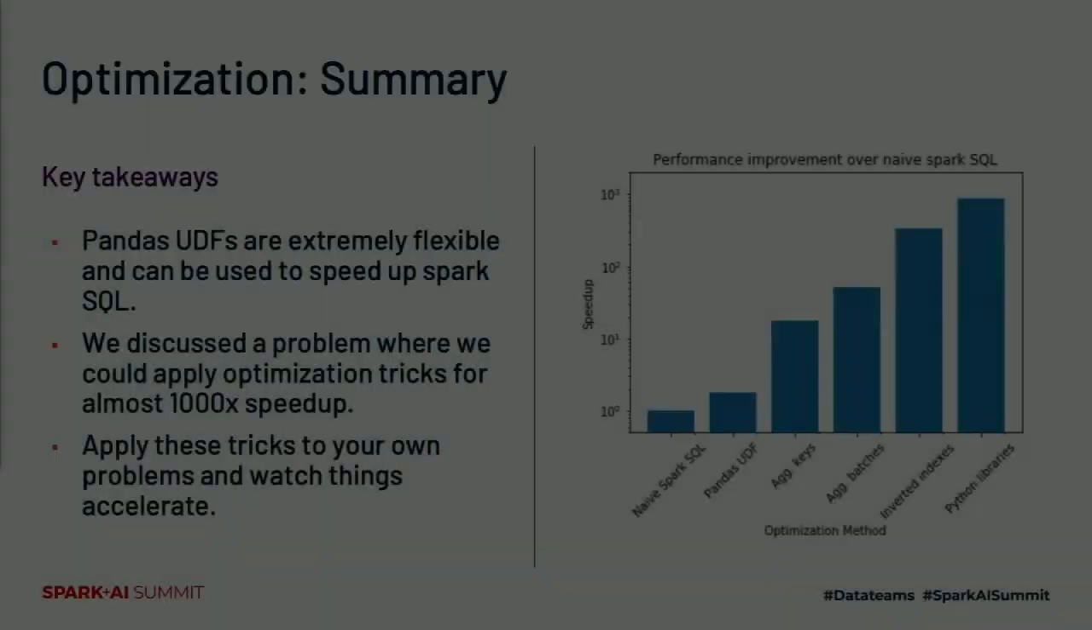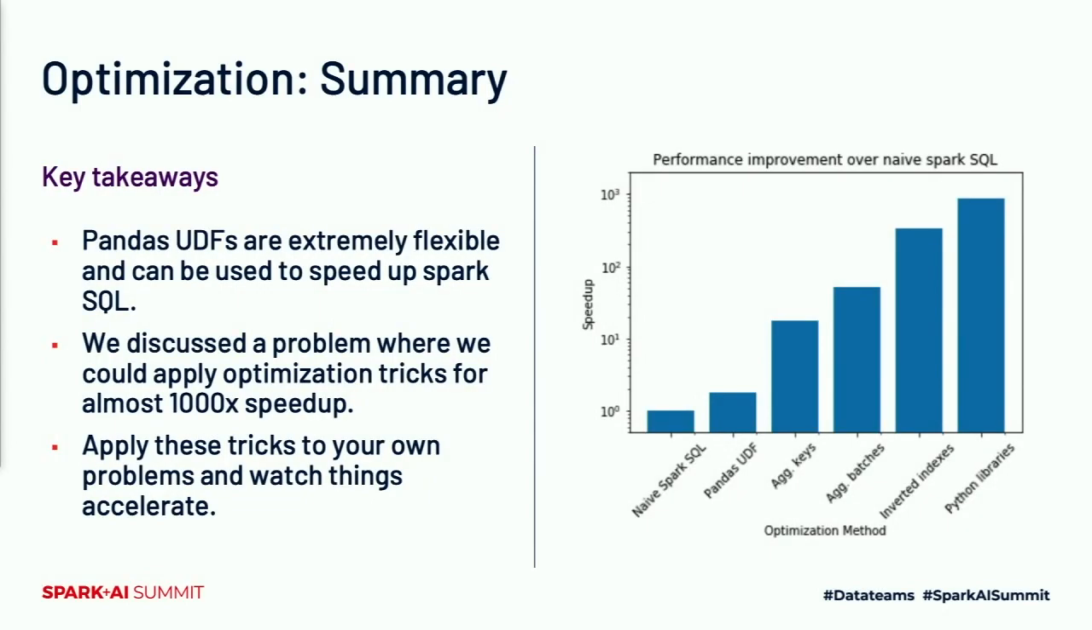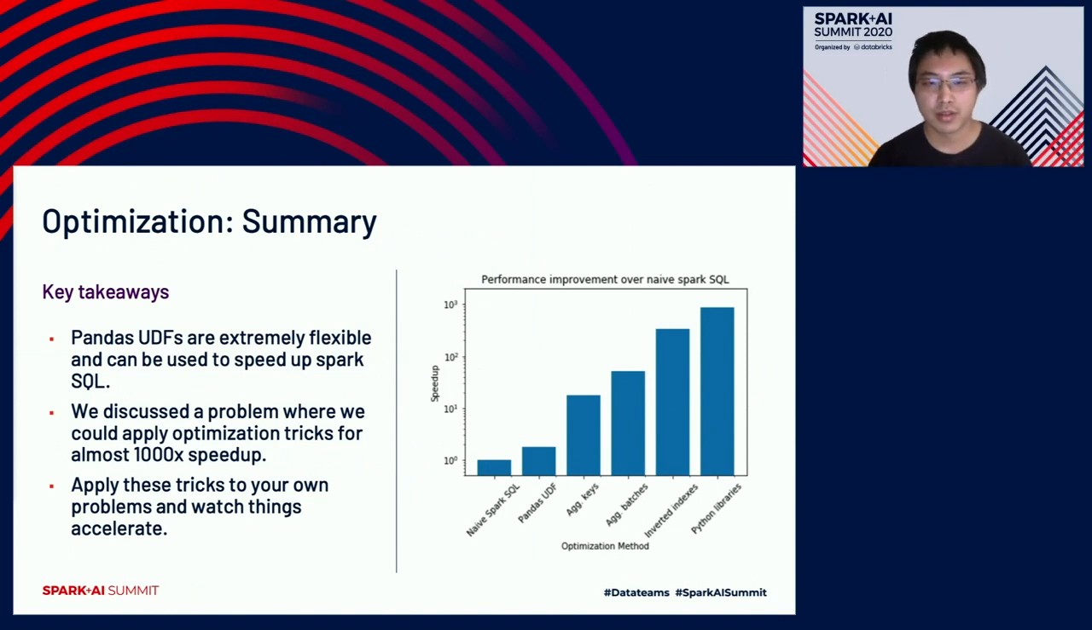All right, so as a conclusion, Pandas UDFs are great. They're extremely flexible, they can be used to write a lot of custom logic, and they can be used to speed up Spark SQL. We've discussed one of our example problems that we use at Quantcast, which is for each advertising campaign, how many users are considered in the universe for each model. Applying these optimization tricks allows us to get almost 1,000 times speedup over the naive Spark SQL. And you can apply a lot of these tricks to your own problems and watch things accelerate.